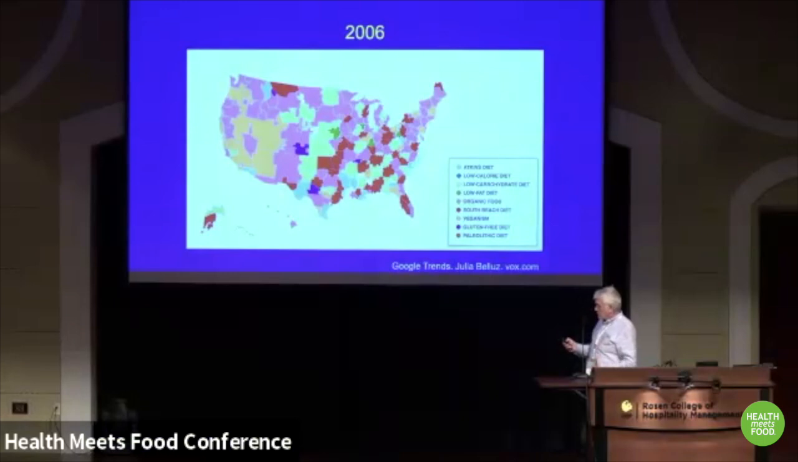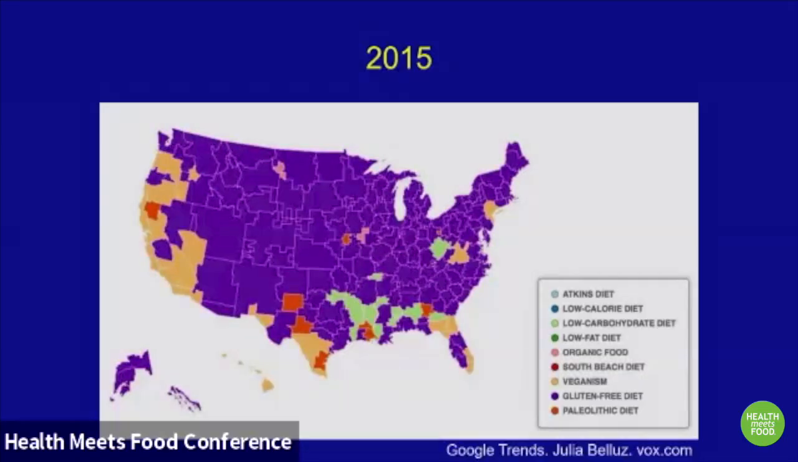And so this is Google Trends. And you know that you can predict where the flu is based on Google Trends prior to the CDC knowing. So Julia looked at this, and look what happened with the most Googled diets. So you can see that diets are trendy, and the gluten-free diet became so trendy. And here it's interesting that down around Texas here, the paleo diet was starting.